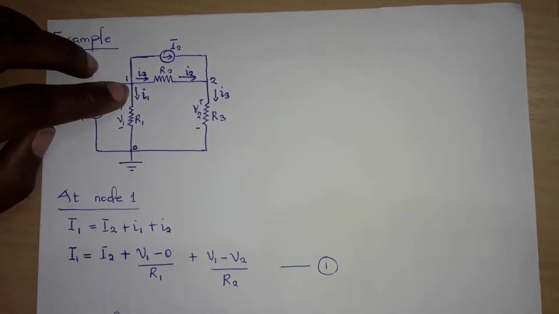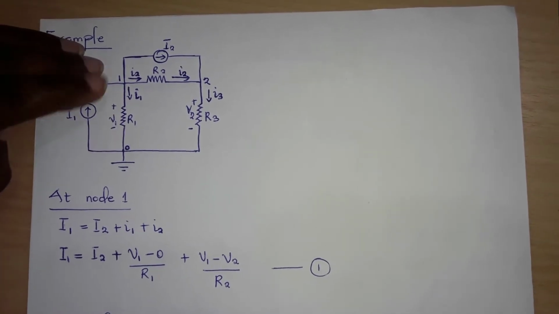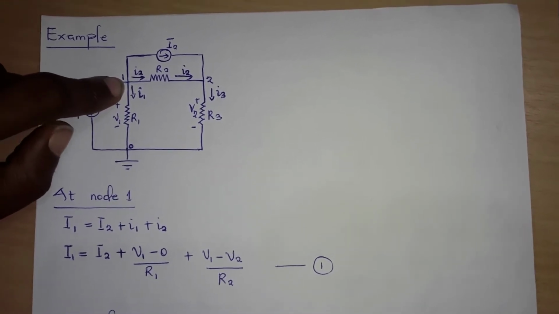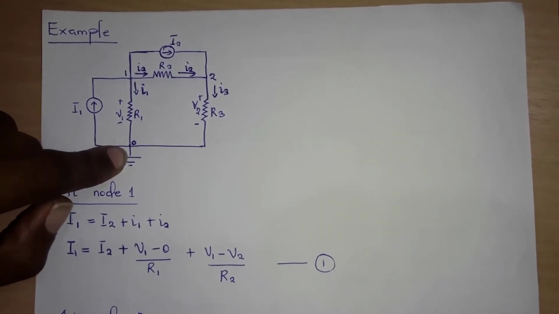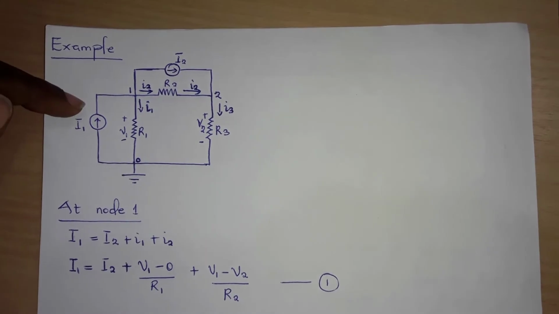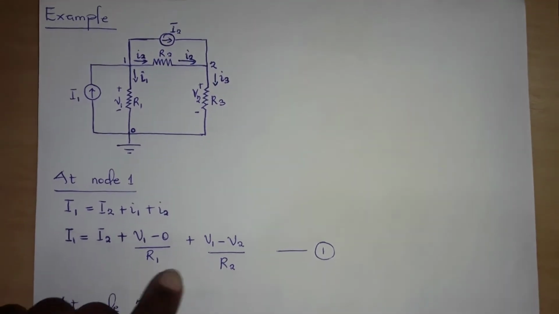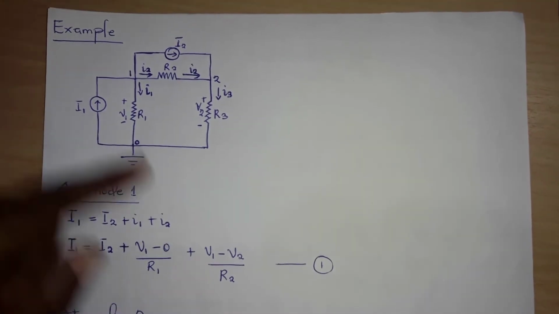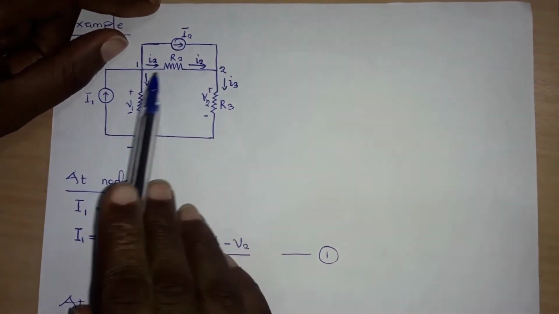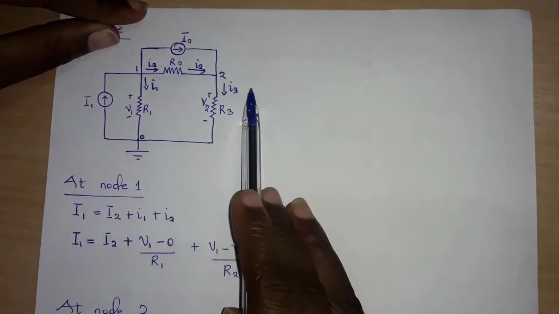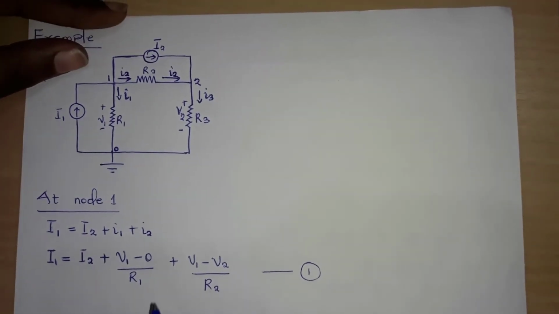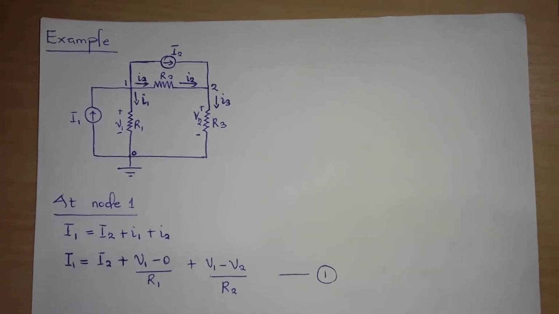So I have my current I1 coming downwards to tell you that the point at V1 is my high potential. Then the reference node, which is 0, is my low potential. So from a higher potential to a lower potential, I have V1 minus 0 over R1. Then for I2, which is entering the node V2, from a higher potential to a lower potential, that means I'm going to have V1 minus V2 over R2. This is a current expressed in terms of voltage. This is also a current expressed in terms of voltage.